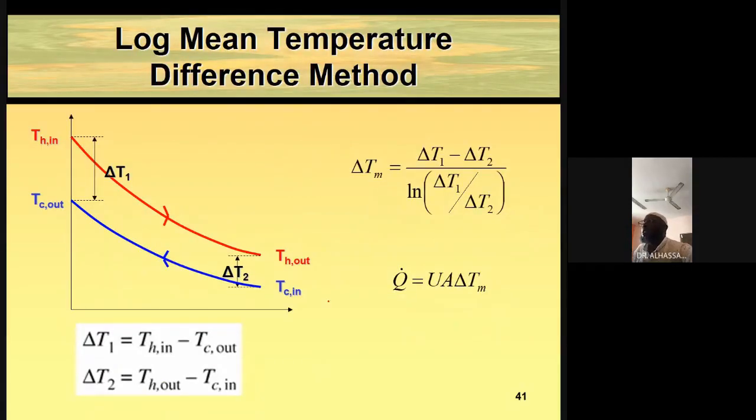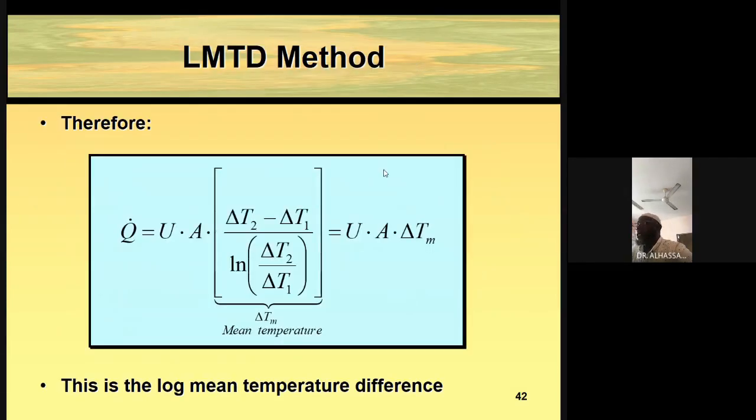Yes, so for a parallel flow, a counter flow situation, I've explained to you already. Here, the delta T1 is equal to T hot inlet minus T cold outlet. Be careful over here. So here we have T hot inlet minus T hot outlet, and then again, we have T hot outlet minus T cold inlet. That's our delta T1 and delta T2. Okay, so then again, it is defined in this way.